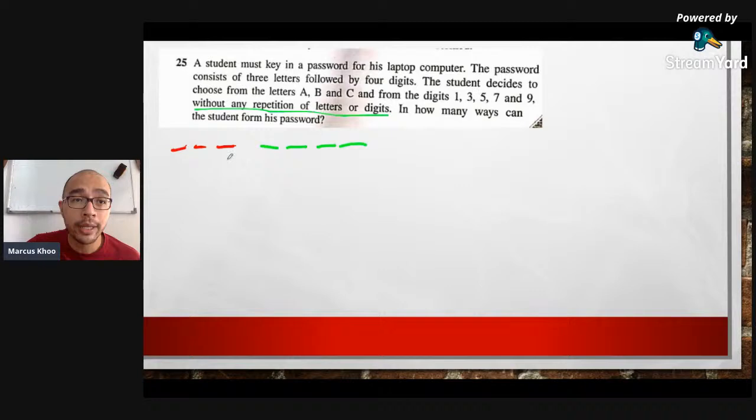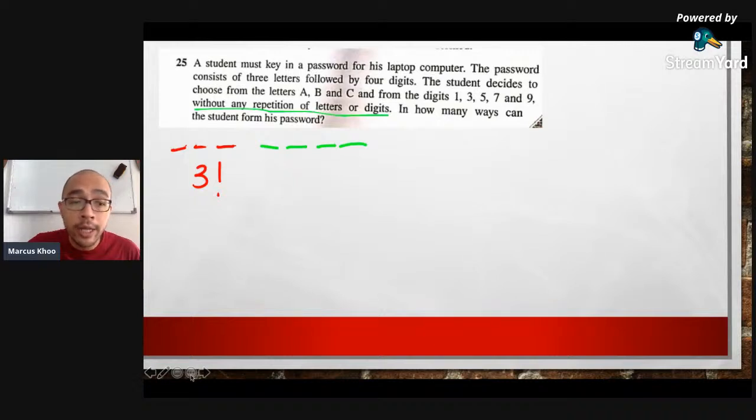Okay, let's think about the letters first. There are 3 letters that you have, A, B, C, and there are only 3 empty spaces. Now, if you have 3 and you choose all of them, the answer would be 3 factorial. Okay, and then what about this green color one?